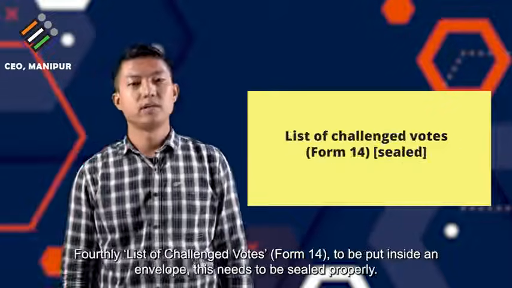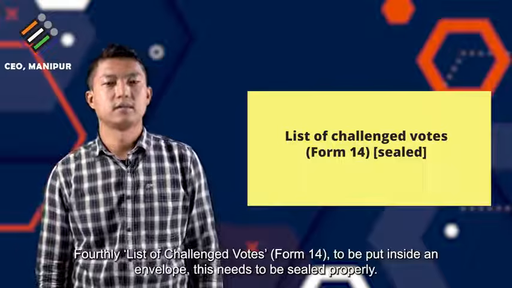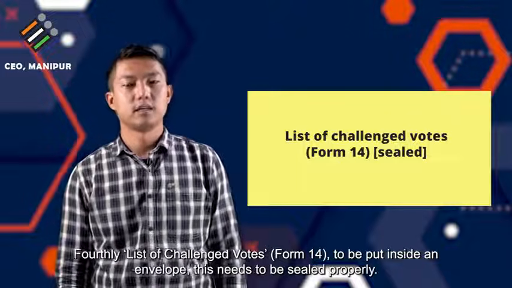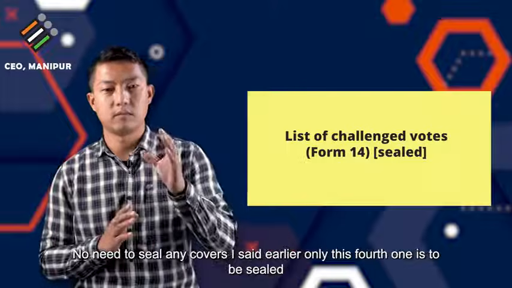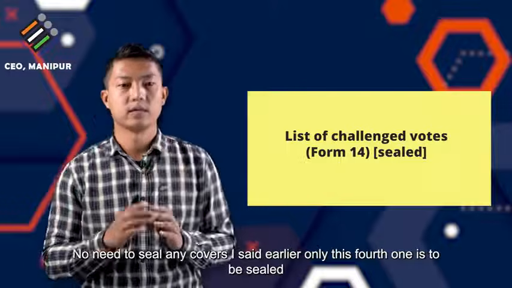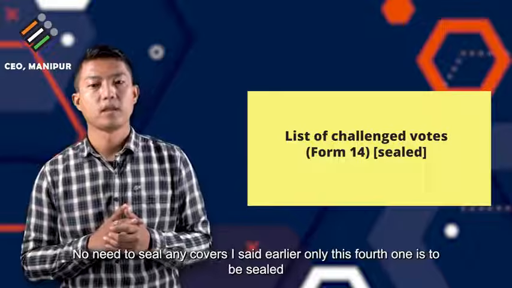Fourthly, list of challenged votes, Form 14, to be put inside an envelope. This needs to be sealed properly. No need to seal any covers, as I said earlier, only this fourth one is to be sealed.